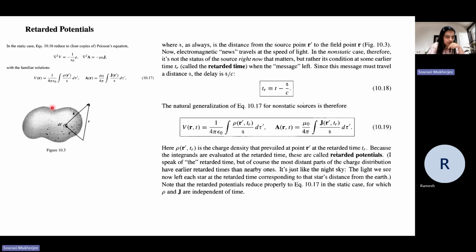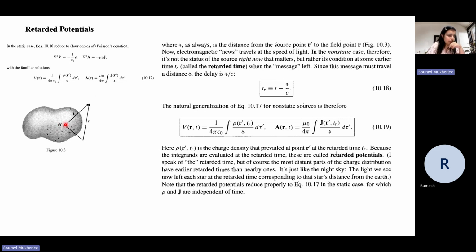So if your rho is changing with time, and you are trying to find the field somewhere out here, the change in rho will not be immediately reflected in the field that you see here. Why? Because we know that electromagnetic waves travel with a finite speed c in vacuum. That's the maximum speed it can have. So it is traveling with the speed of light.